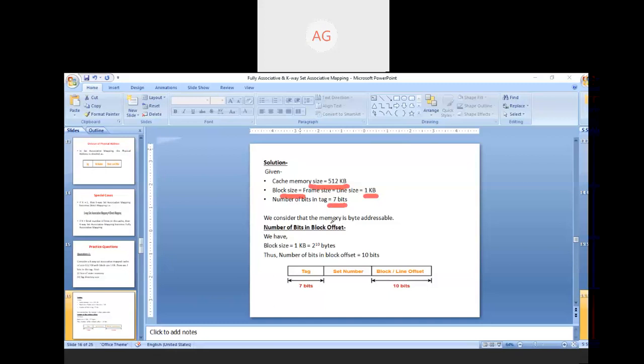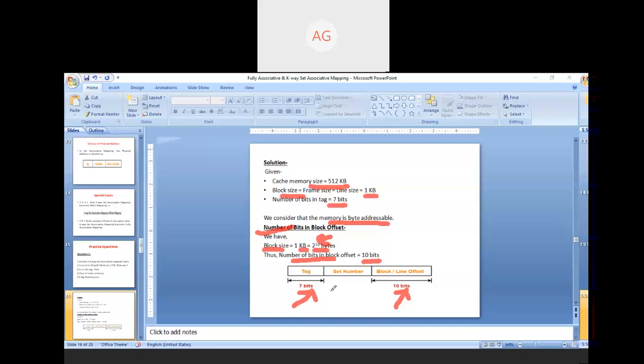As we are considering the memory is byte addressable, the number of bits in the block offset we need to find out. So block size is given to us, which is 1 KB. We need to convert it into powers of 2, which is equivalent to bytes. So here it comes out to be 2 to the power 10. So the number of bits in the block offset is 10 bits. So we derived that 10 bits consist of block offset, and 7 bits consist of the tag, which is given to us in the question.